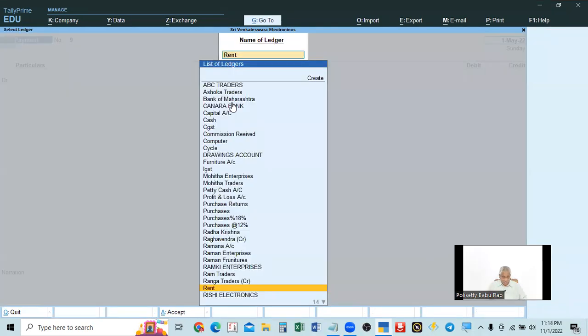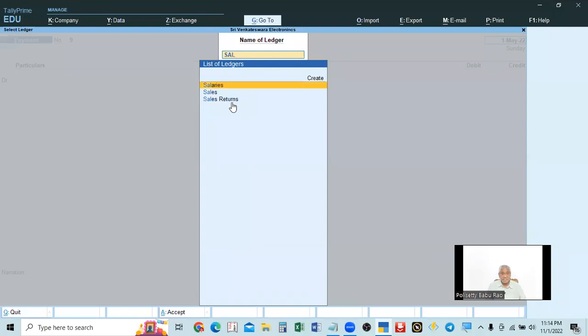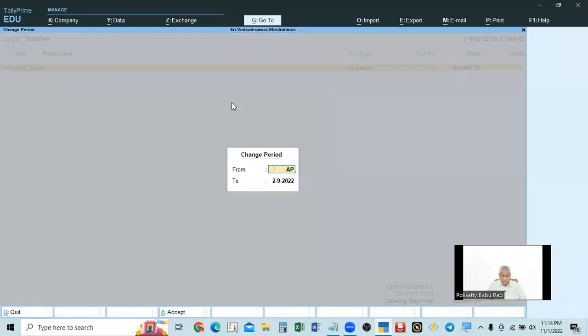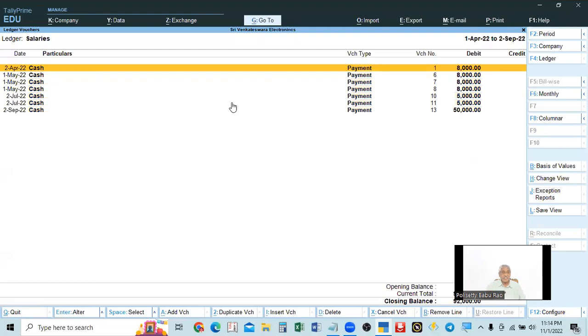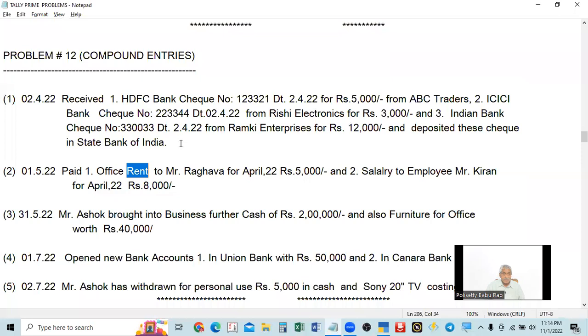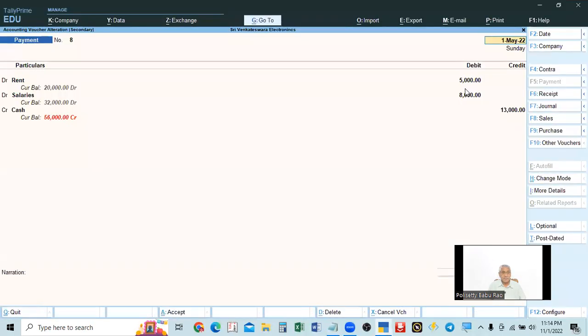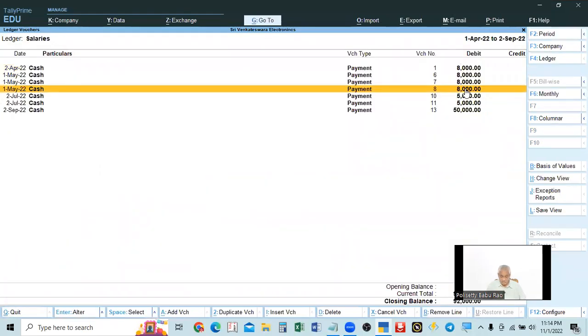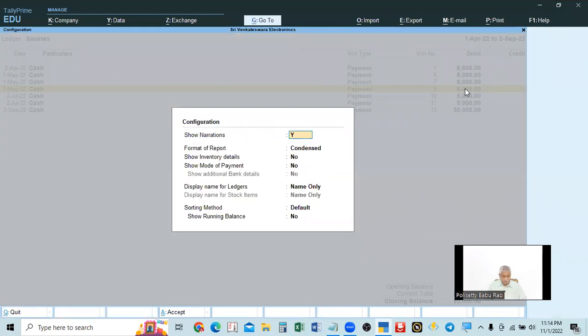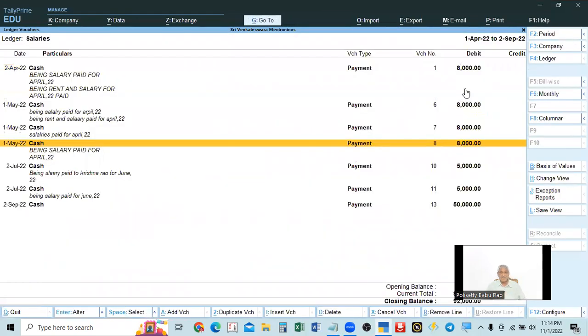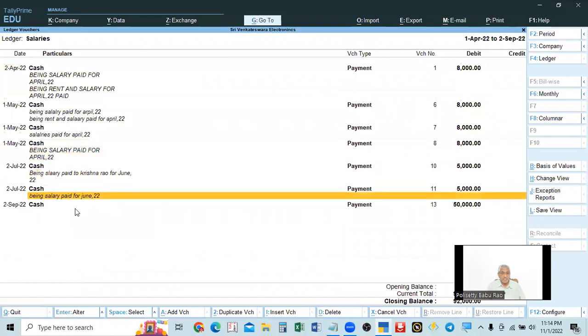Another one is salaries we paid. If you take salaries, see here, there are a lot of items for salaries. We paid on 1st May, and these are all entries made. So in the 1st May, if you take salary, it is coming. You need not enter that, just select that. Now go to F12 and select yes. See here, narration is shown for all the entries. That is, the narrations entered there.